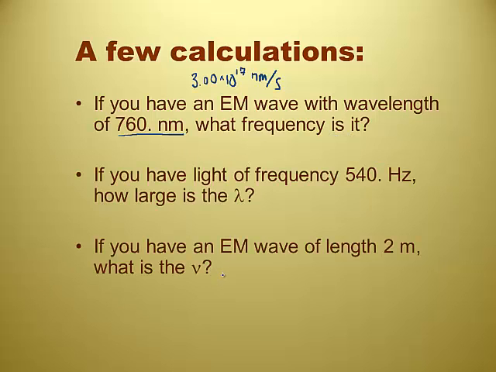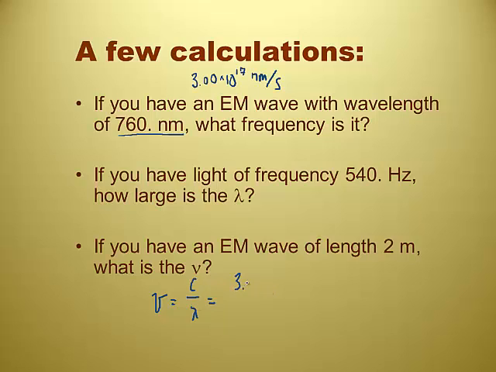An electromagnetic wave of length 2 meters. What is the frequency? 2 meters is about as long as my desk at school. Pretty short. So let's see what we're going to do here. Frequency is equal to c over lambda.